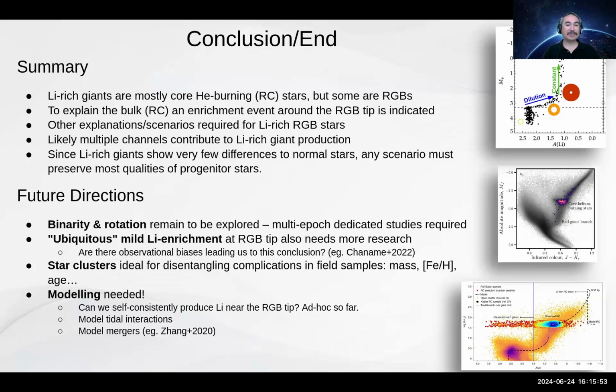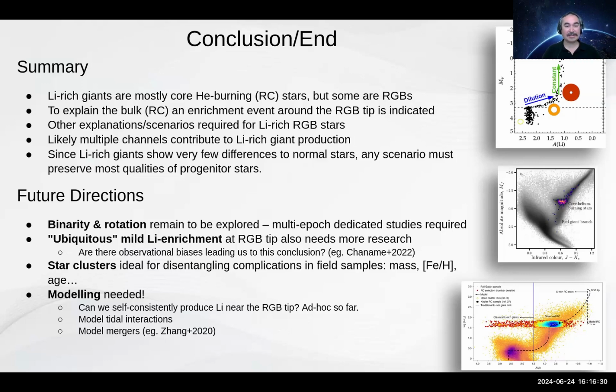I'll skip over the summary because it's a short talk, and just focus on the future directions. Binarity and rotation and activity, as I said before, need to be investigated in detail, and we'll need multi-epoch dedicated studies for binarity in particular, since these take long to get the longer periods. The so-called ubiquitous mild lithium enrichment at the RGB tip also needs more research. Julio had a paper out saying that there may be observational biases leading to a false conclusion here. My jury's still out on that.